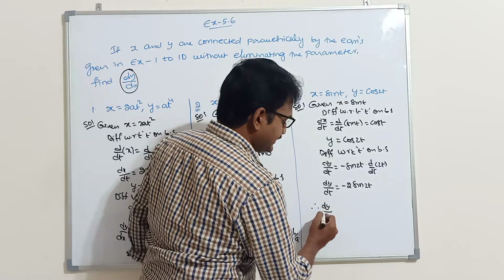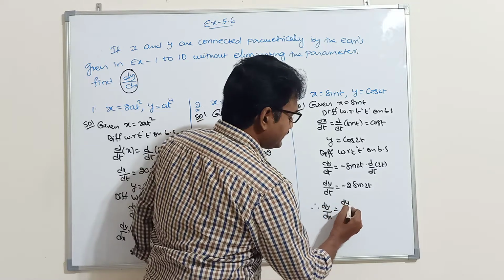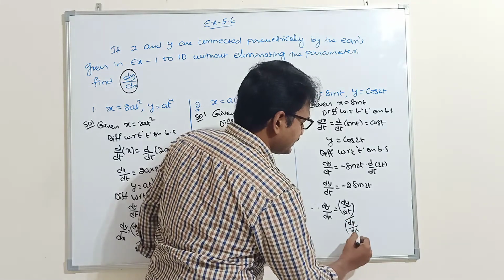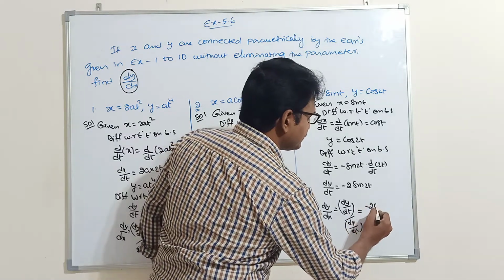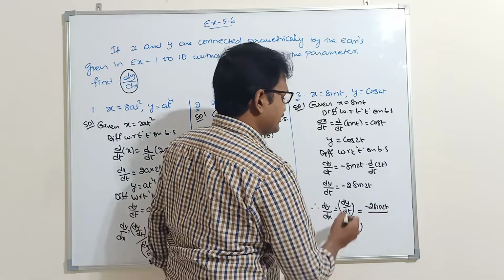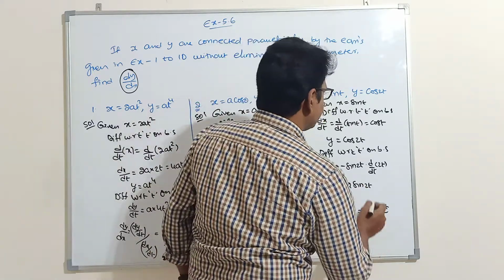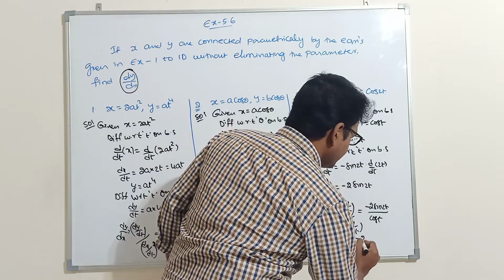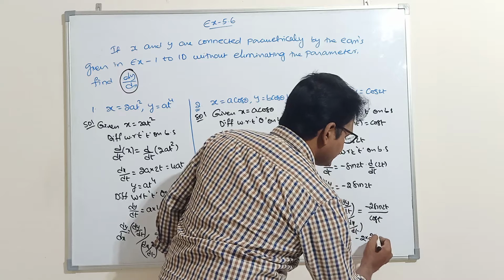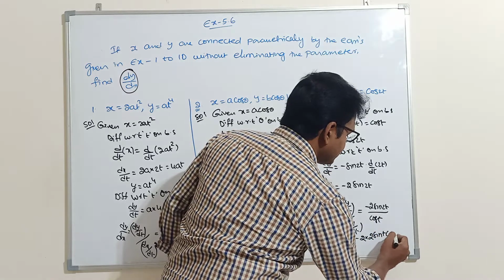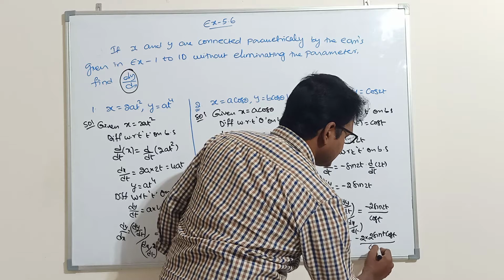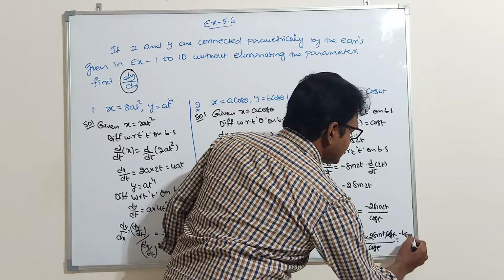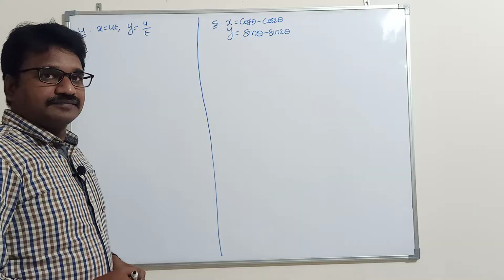Therefore, dy by dx is equal to dy by dt by dx by dt. What is dy by dt? Minus 2 sin 2t by the derivative of sin t, which is cos t. So minus 2 into sin 2t means 2 sin t cos t by cos t. Cos t gets cancelled. The answer is minus 4 sin t. This is the answer for the third problem.